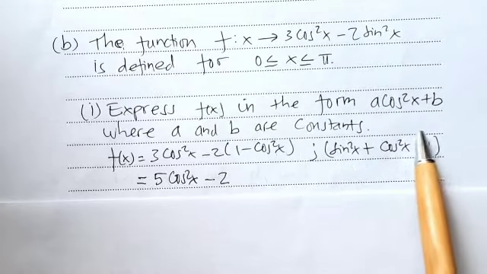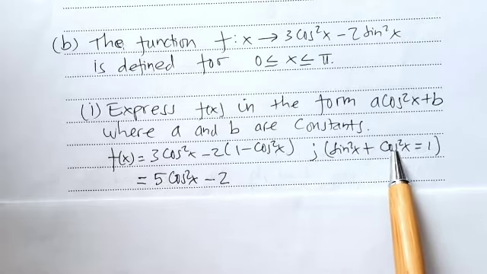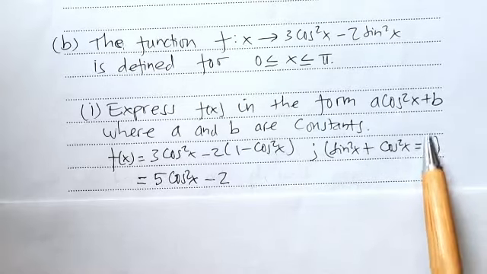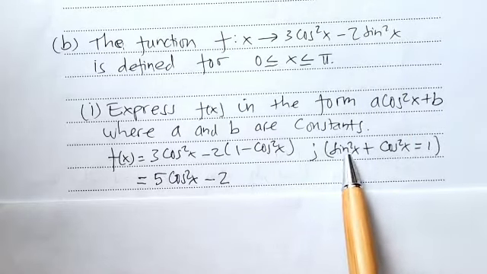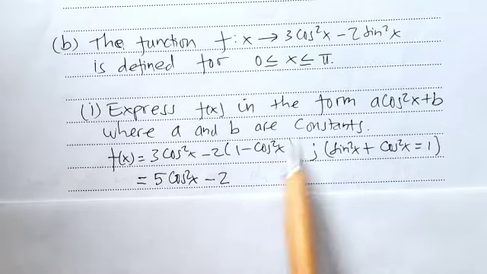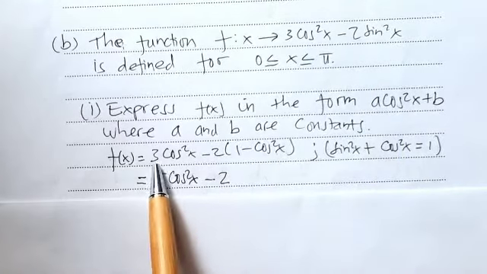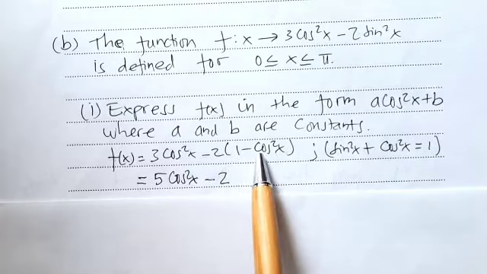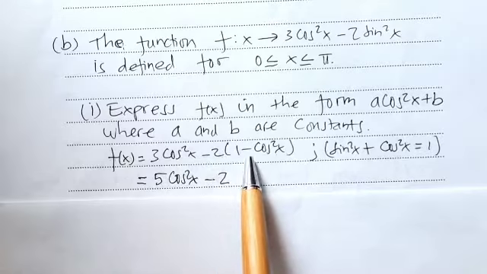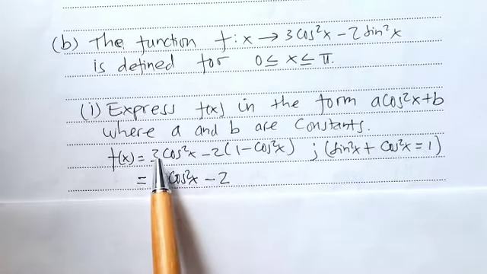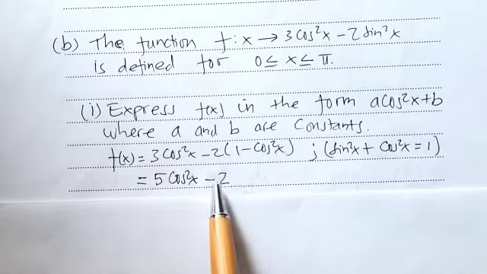We use the identity sin squared x + cos squared x = 1. Thus we can replace sin squared x by 1 minus cos squared x. Thus f(x) is 3 cos squared x minus 2 times (1 minus cos squared x), thus 3 cos squared x minus 2 plus 2 cos squared x. Thus 3 plus 2, that is 5 cos squared x minus 2.